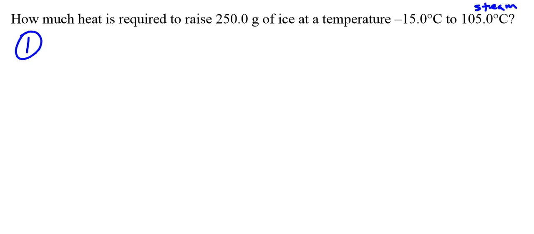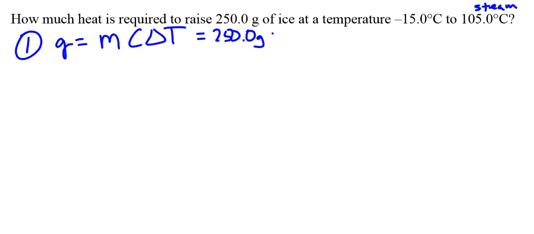First step, I'm going to go from negative 15 degrees Celsius ice up to the melting point, which is 0 degrees Celsius. So Q is equal to mcΔT. In this case, that's going to be 250.0 grams times, remember, the specific heat capacity of ice is not the same as the specific heat capacity of water, and that is 2.06 joules per gram degrees Celsius. I'm going to multiply that by the change in temperature, in this case 15.0 degrees Celsius. I plug in 250.0 times 2.06 times 15.0. I end up with a 3 sig fig answer because of the temperature: 7730 joules.